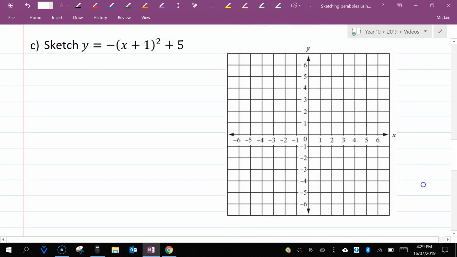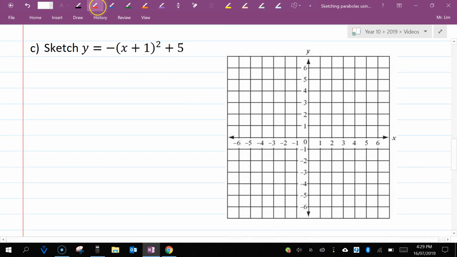Okay, question C. In this question, we can see that it's concave down because of that minus sign on the outside. Now, those brackets tell us that the turning point is going to go left 1 to minus 1, and it's going to go up 5 to 5. So the turning point is (minus 1, 5). Put that in straight away.